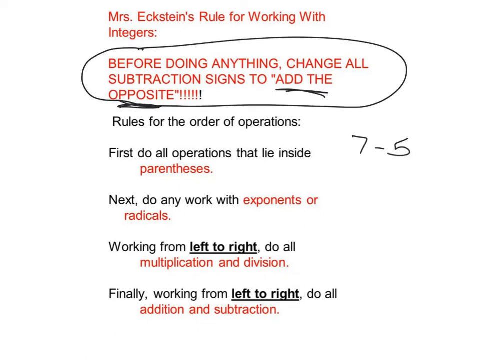7 minus 5 is 2. No big deal. But if you see that it's like this, make sure you add the opposite.